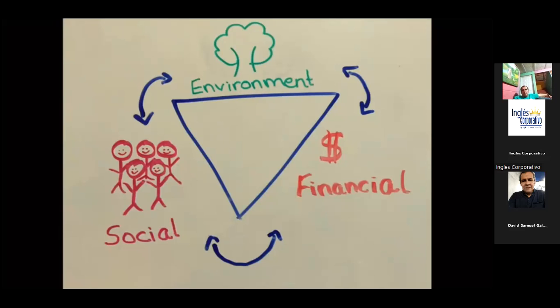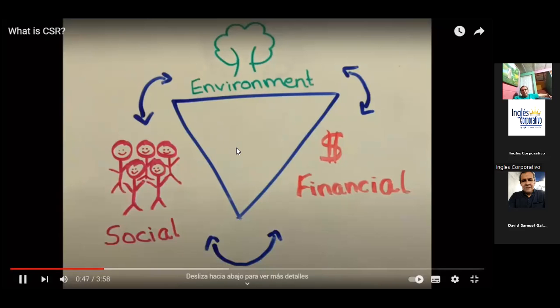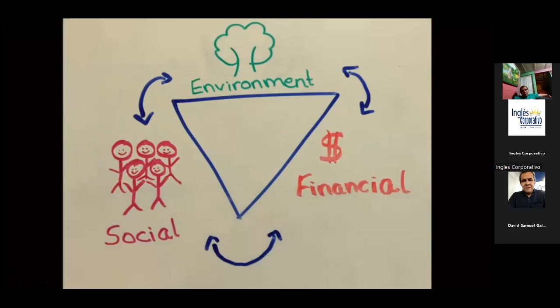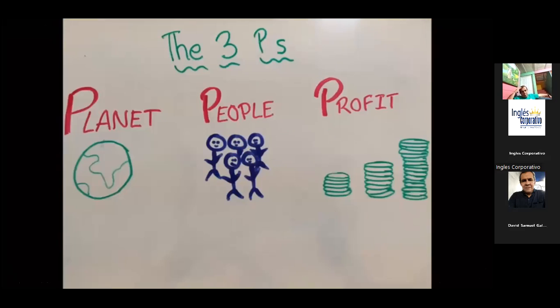The triple bottom line includes environmental, which is not harming the environment and picking up trash, and social, which is giving back to the community or charity, and financial, which is the amount of money you are making should increase, and you should be able to provide for your family, which is 3 meals a day. These three divisions are also called the 3 Ps, which is planet, profit, and people.